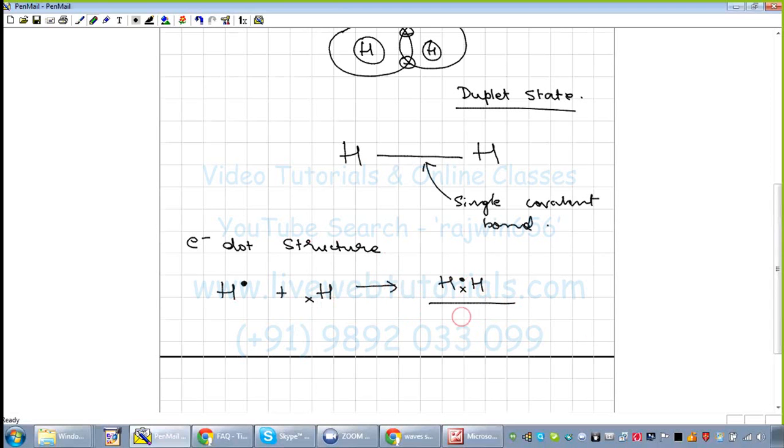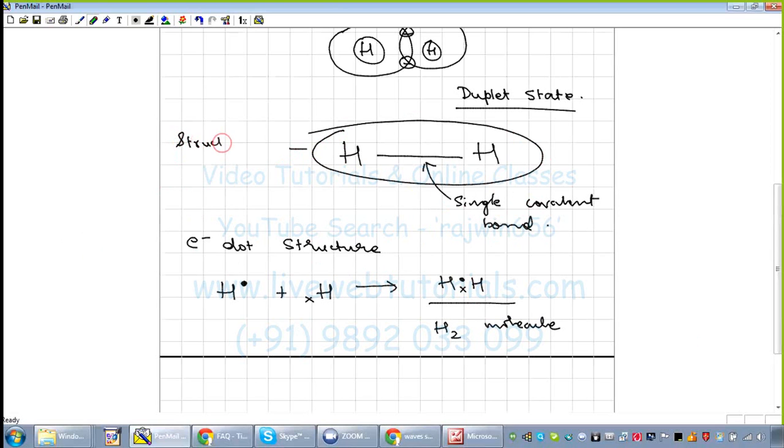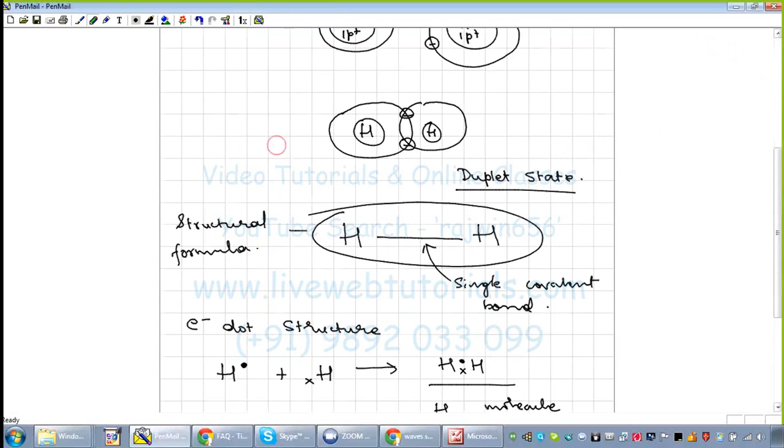Okay, this is your H2 molecule. Okay, so this was sharing of one electron each. In this case, we are having a single covalent bond which is represented like this. Okay, this is what I have drawn, is also known as the structural formula. Okay, and this is what I have drawn, is the diagrammatic representation of hydrogen molecule.